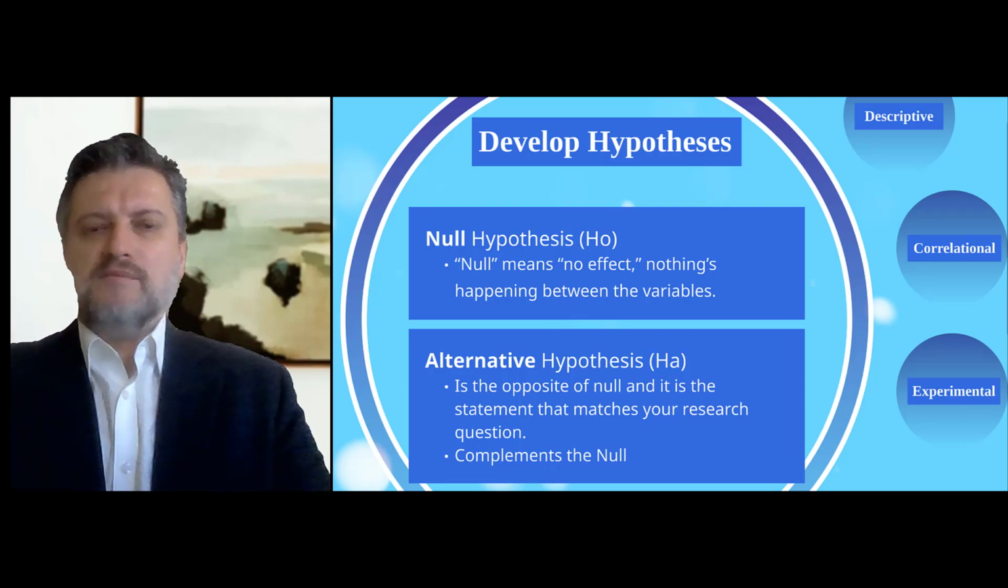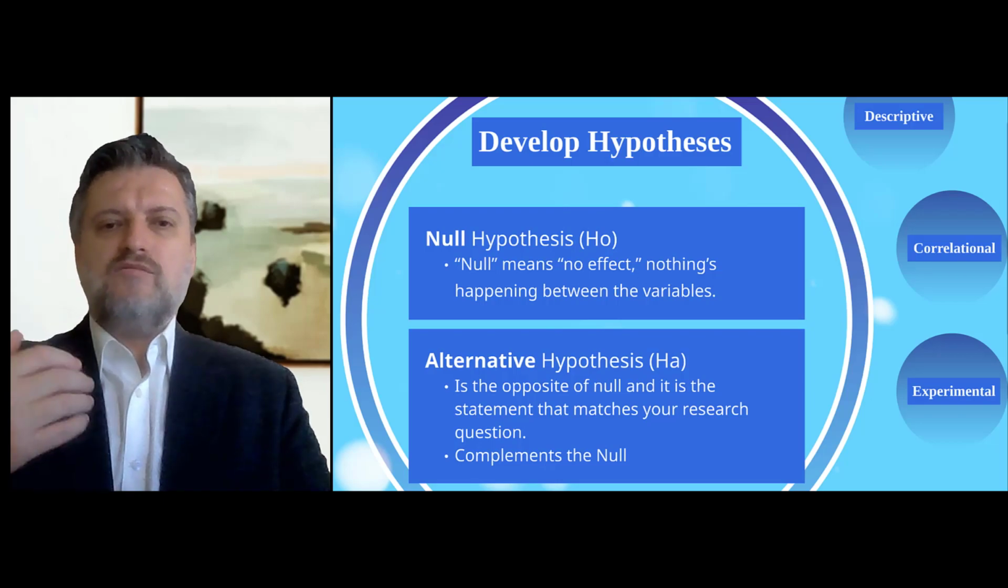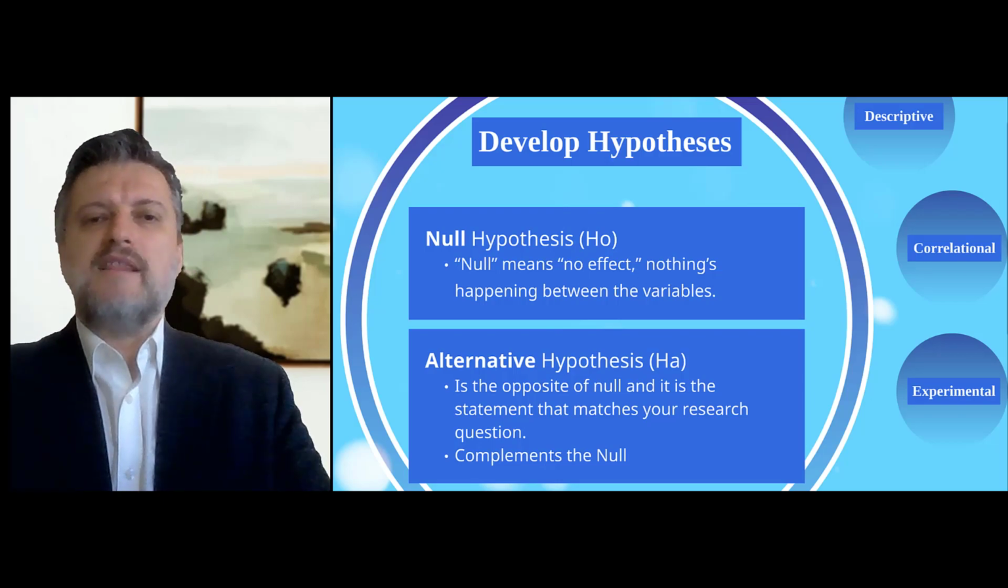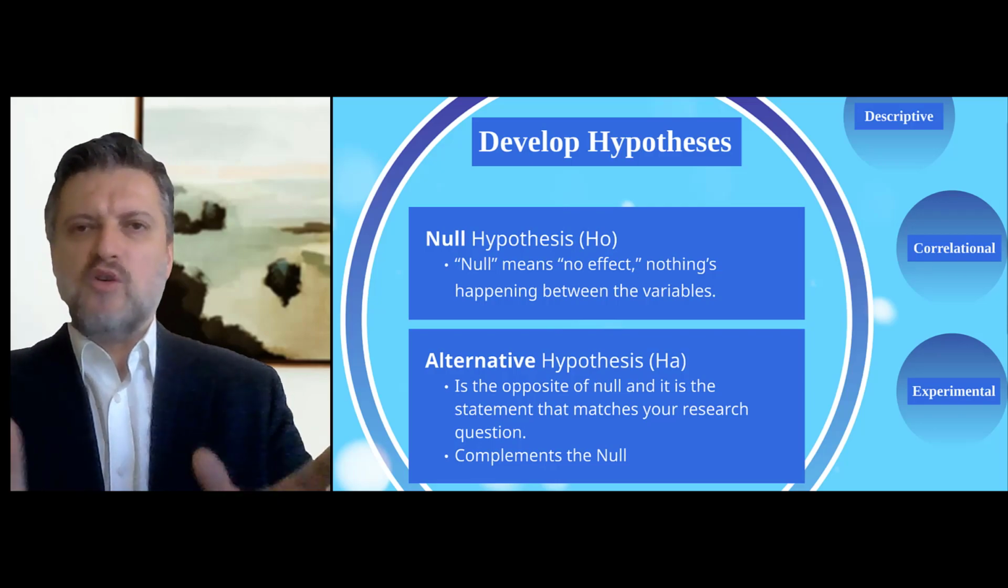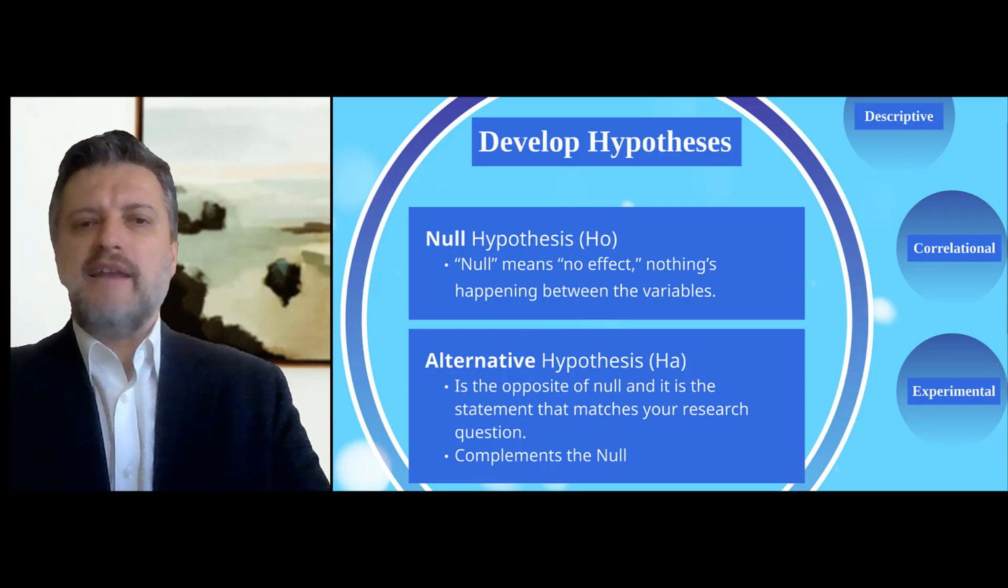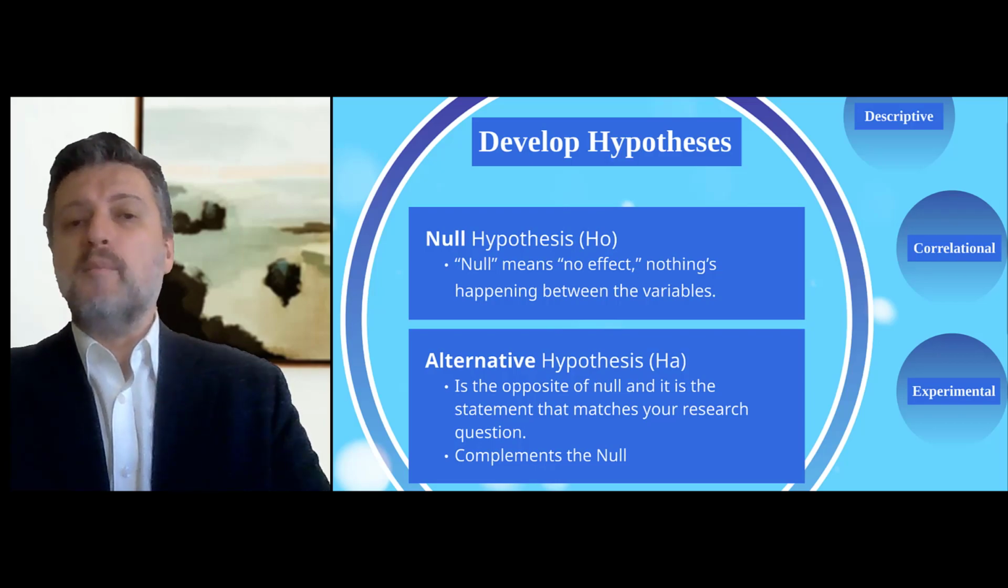An example: if your null is that the mean weight is 150 pounds, the alternative should be that the mean weight is not 150 pounds. It doesn't matter if it's more or less. If the alternative states that the mean weight is greater than 150 pounds, it does not capture the universe of possibilities where the mean could be less than 150 pounds.